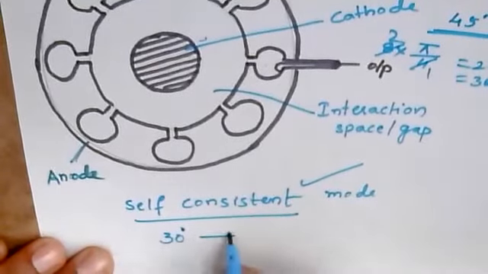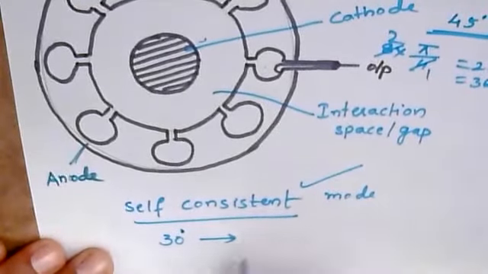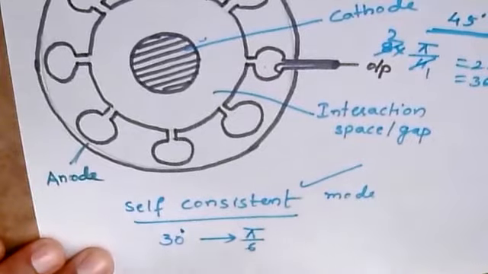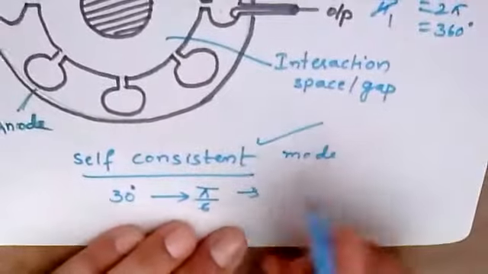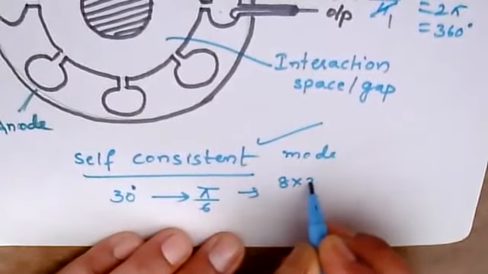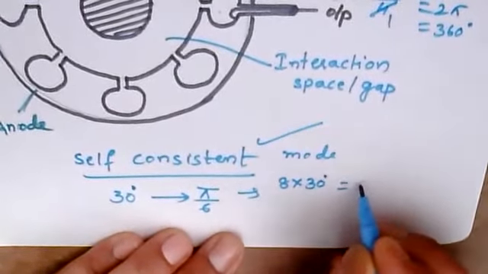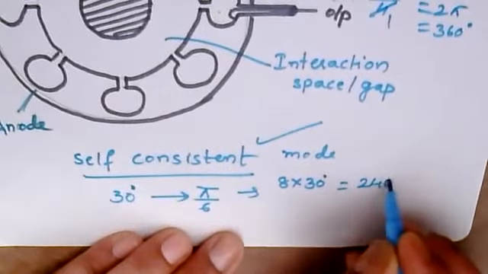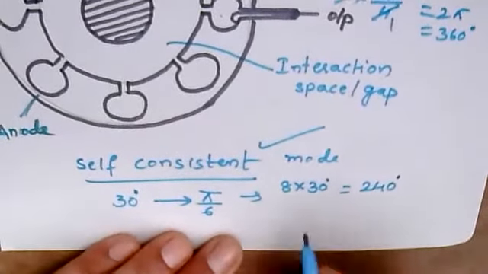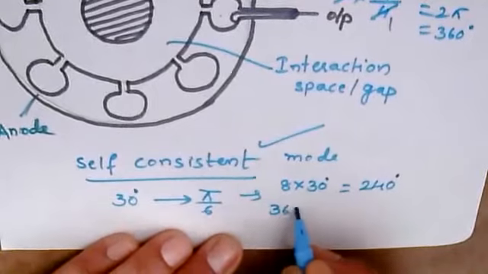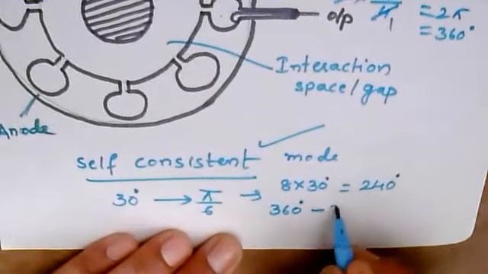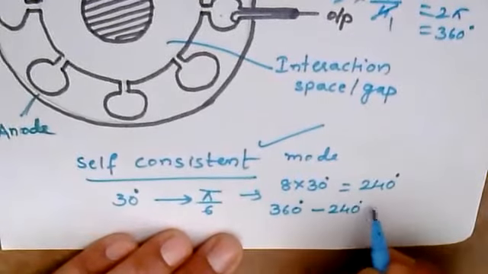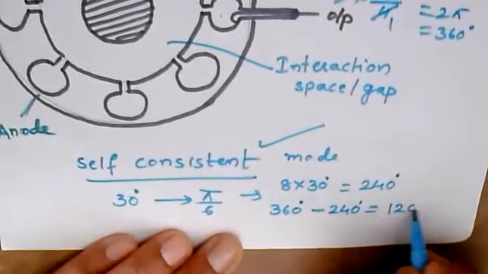Okay, if I take a phase difference of 30 degrees, that is nothing but pi by 6. Then what happens? How many cavities have I taken? 8. 8 into 30 degrees will be equal to 240 degrees. But in total it has to satisfy 360 degrees, so there is a shortage. 360 degrees minus 240 degrees, the resultant we get is 120 degrees here.